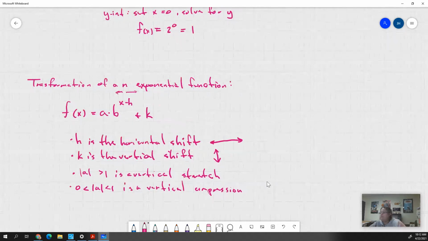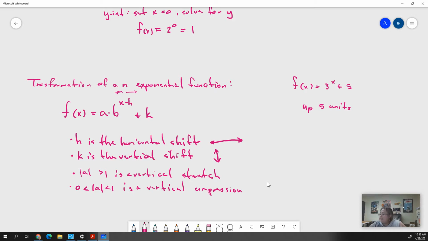So what does that say? If I have something like f of x equals 3 to the x plus 5, we're saying that this moves up 5 units. Every point moves up 5 units from the starting point.